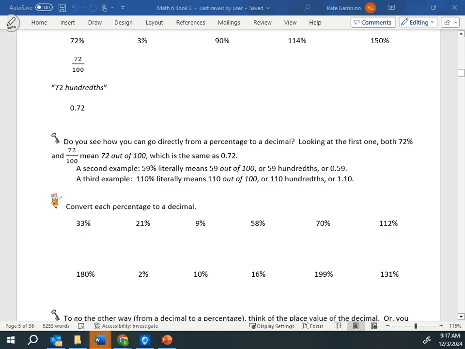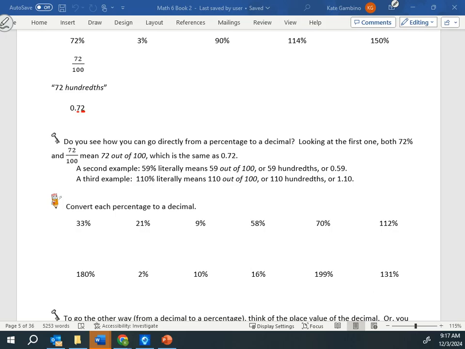All right, so 72 hundredths, we go out to that 100th place. We do not simplify the fraction. We want to keep it over 100 so we can go to the 100th decimal place. So we don't simplify here. What do you think our next fraction would look like for 3%?